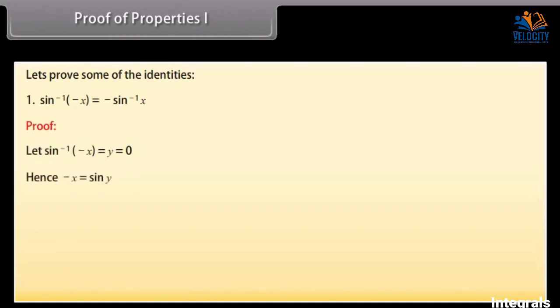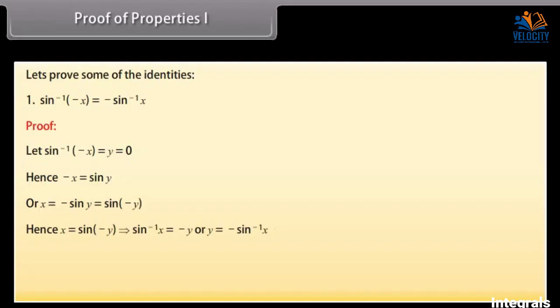Hence, minus x is equal to sine y. Or, x is equal to minus sine y, which is equal to sine of minus y. Hence, x is equal to sine of minus y. It implies that sine inverse x is equal to minus y, or y is equal to minus sine inverse x.